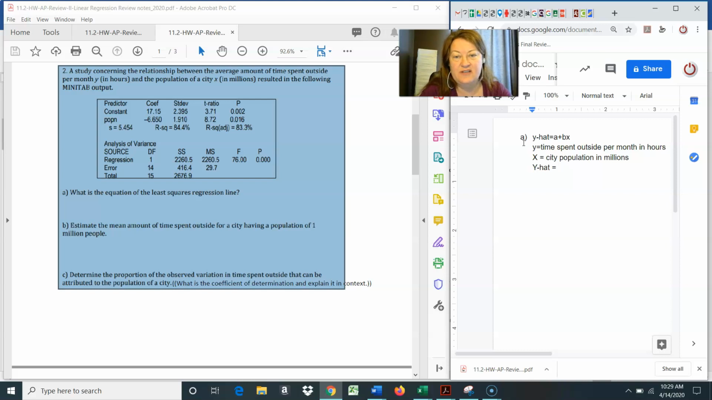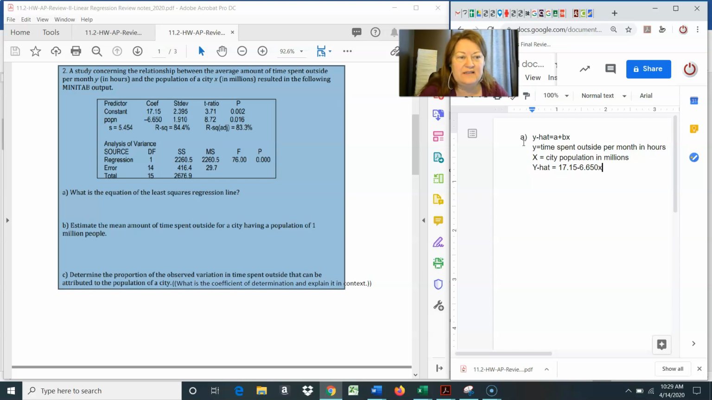Back to my equation, y hat equals, and remember when they write it to us, that first column down, 17 and then the -6, is the order you put in your a plus bx. If you have your calculator next to you and you tried a linear regression, it would show you that that's the format it gives you, the same format as the printout. So I'm going to write y hat equals 17.15 plus, in this case a minus, 6.650x. There's my equation of my least squares regression line.